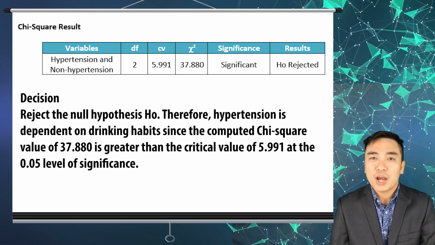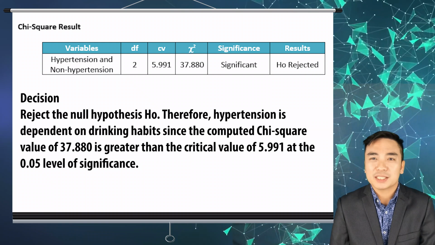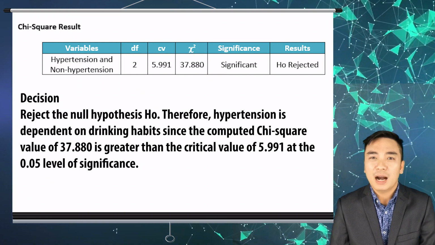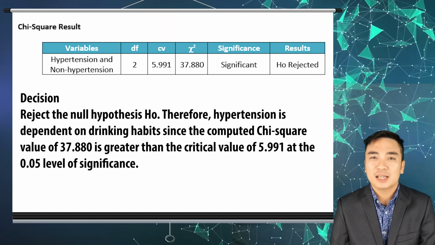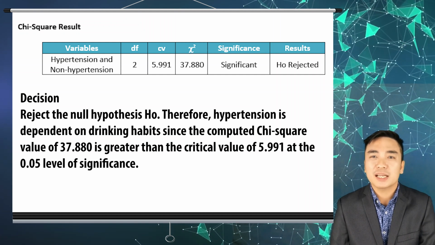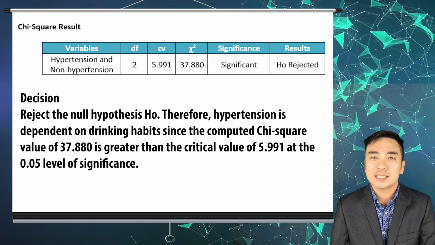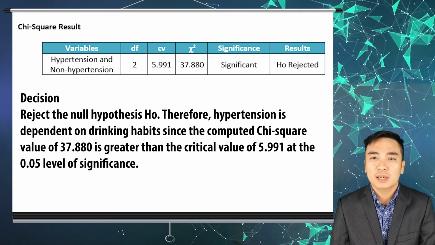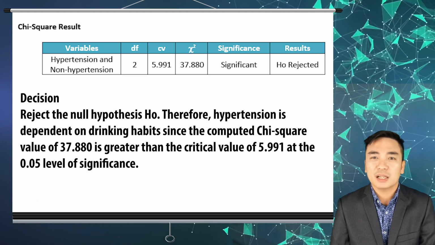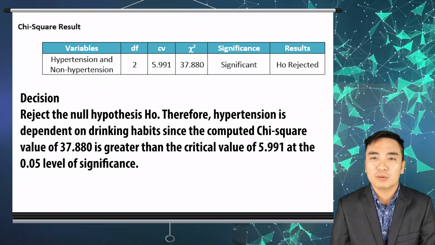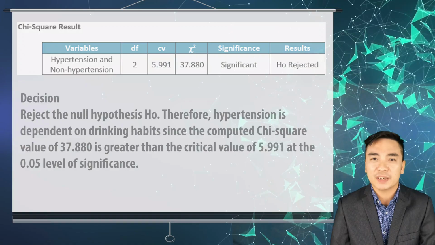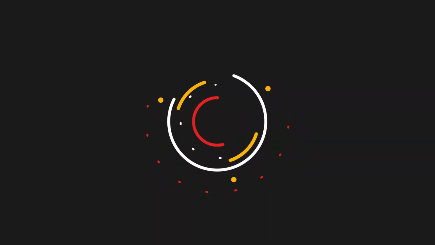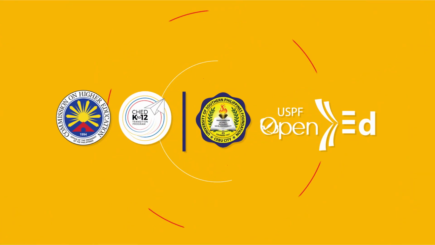Decision. Reject the null hypothesis. Therefore, hypertension is dependent on drinking habits since the computed chi-square value of 37.880 is greater than the critical value of 5.991 at the 0.05 level of significance.